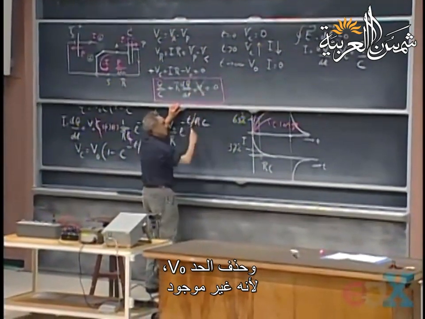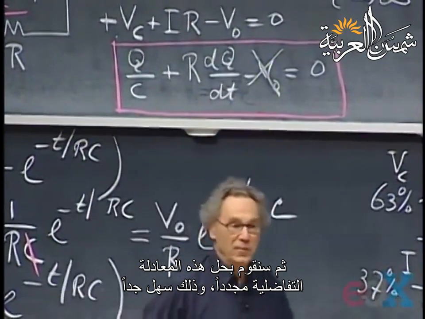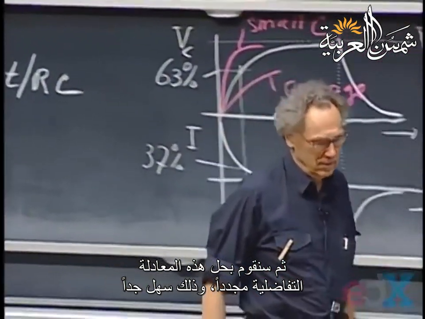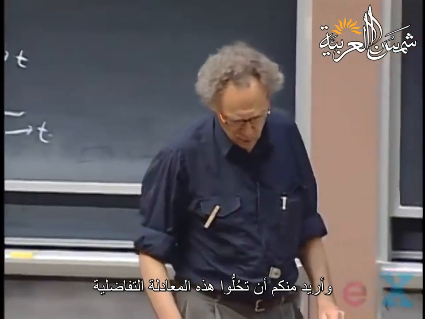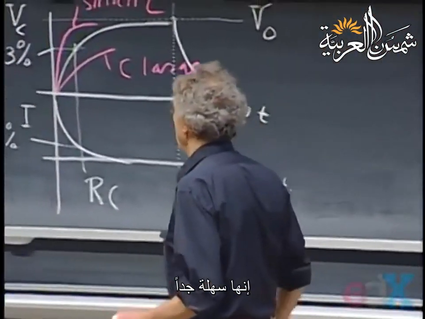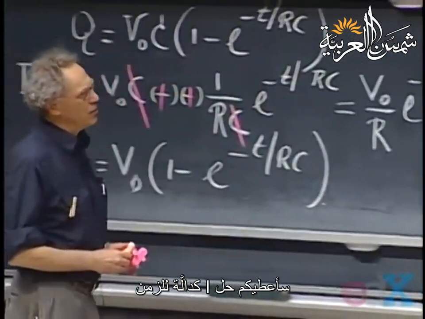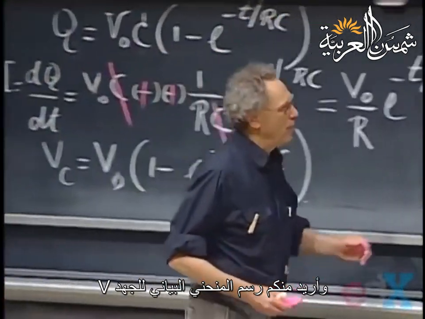So if you want the formal solution, you have to go back to the differential equation, and you take this term out, because it's not there. And now you have to solve this differential equation again, which is now utterly trivial. And I would like you to solve that differential equation. You couldn't have an easier one. I will give you the solution to I as a function of time, and you then will come up with this part.